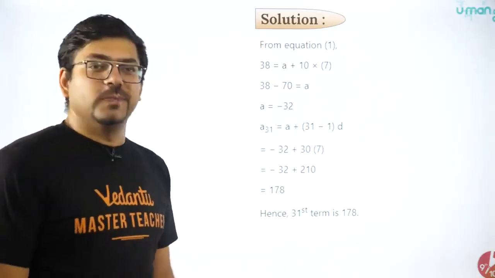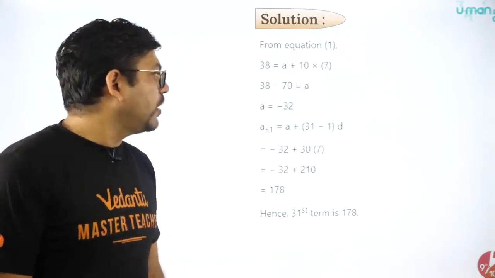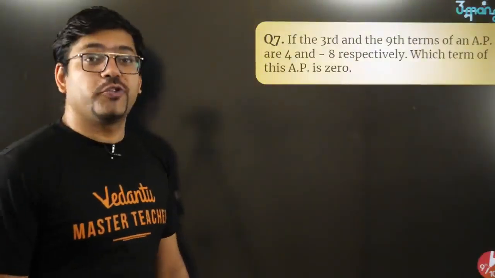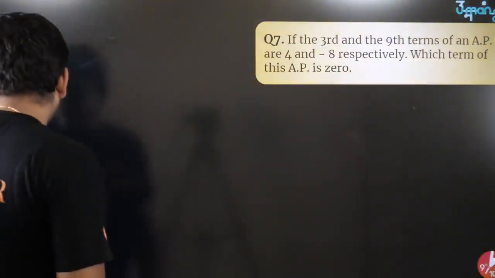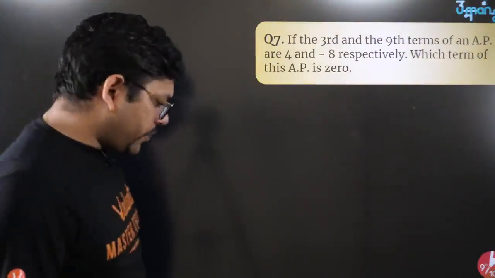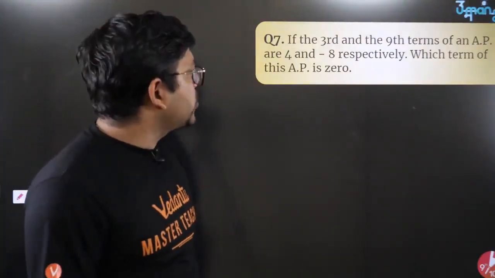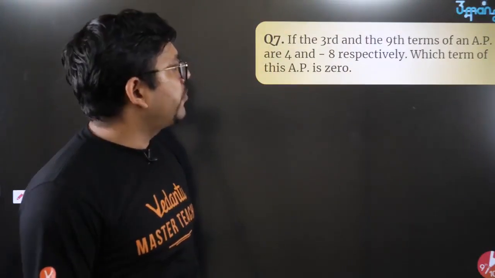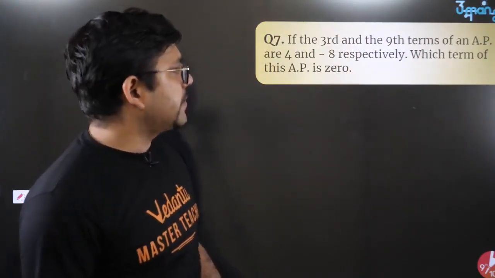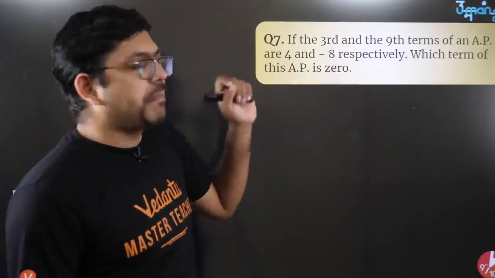Okay, cool. If you have all understood, let's move on. Here's the next question for all of you. Let's solve the next question. If the third and ninth terms of an AP are 4 and minus 8 respectively, which term of the AP is 0?